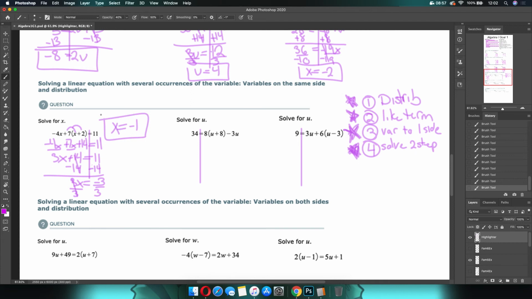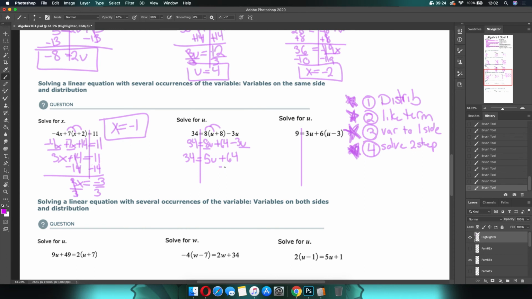And this is where Ms. Dubois starts to shine, because this is like my favorite kind of math to do, all of this mechanical manipulation. So we're going to do distribution again, because that's what they're teaching you here. So 34 equals 8u plus 64 minus 3u. What's next on our checklist? Like terms. So 34 equals, what's 8 minus 3? 5u plus 64.